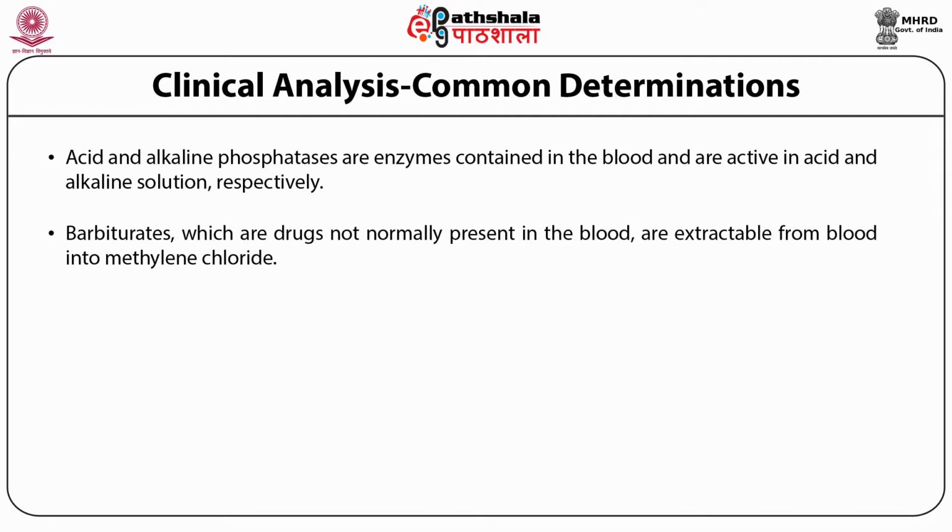Barbiturates, which are drugs not normally present in the blood, are extracted unionized from blood into methylene chloride. They can then be back extracted into 0.45 molar sodium hydroxide as the ionized form. The ionized form absorbs in the ultraviolet region, whereas the non-ionized form does not. Plotting an absorption spectrum can qualitatively confirm the presence of barbiturates.